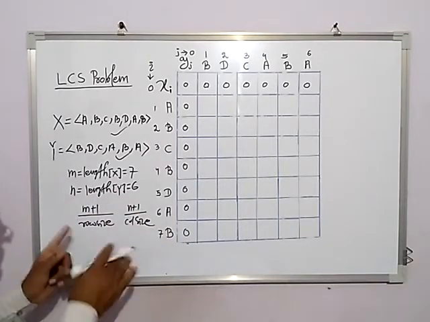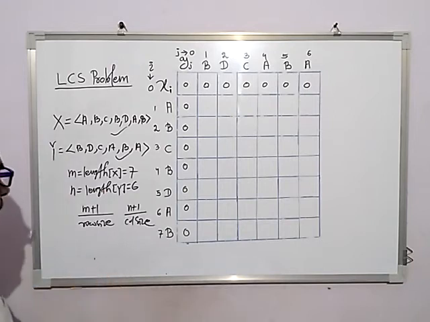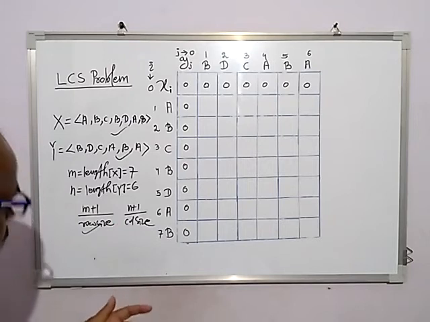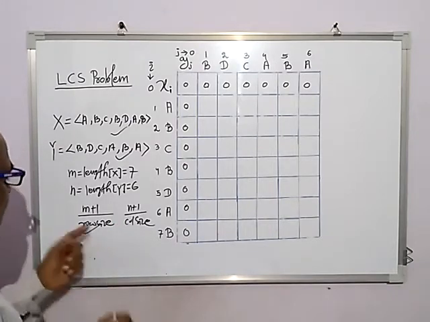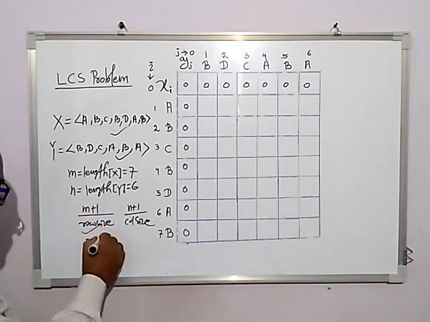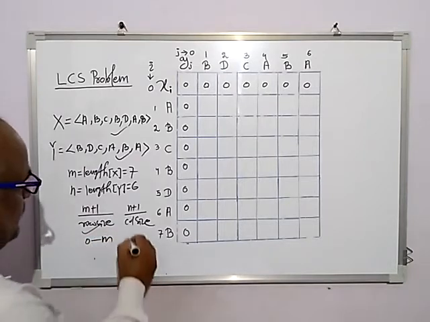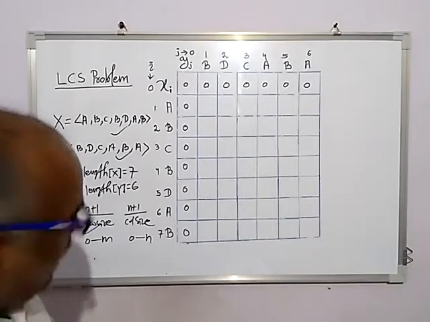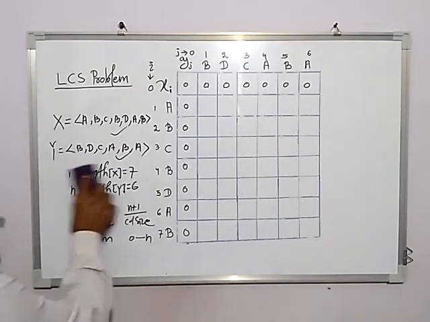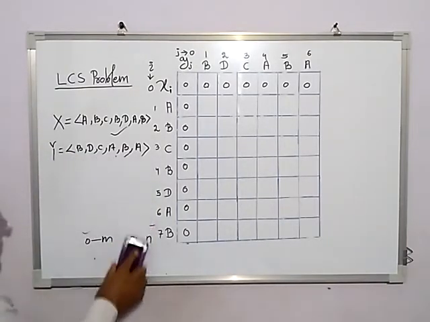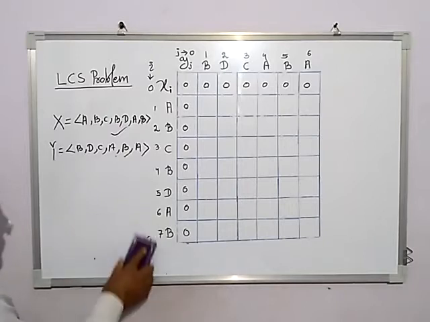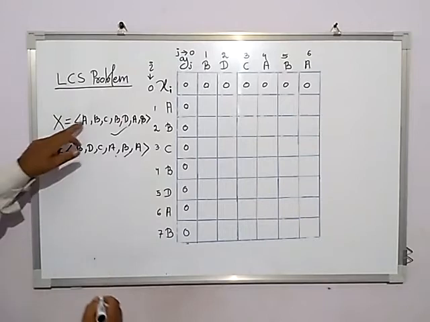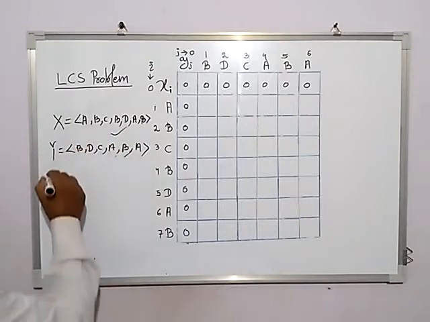So to solve this problem, when you design a table, the row size will be M plus 1 and the column size equals N plus 1, with row index starting from 0 to M and column index starting from 0 to N. Now how to identify the elements of each sequence? Suppose we consider X as a sequence, how can I identify A, B, C, B, D, A, B?